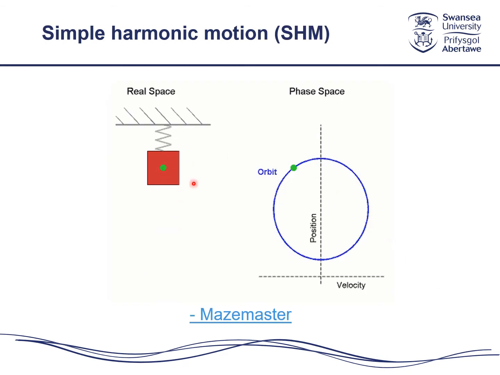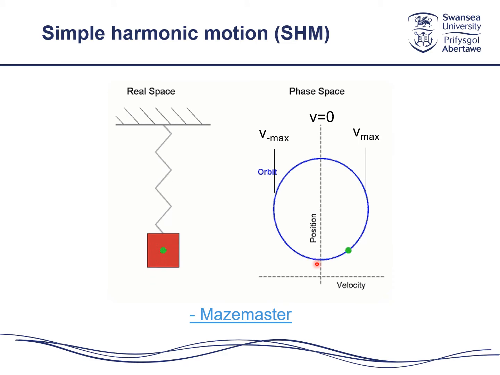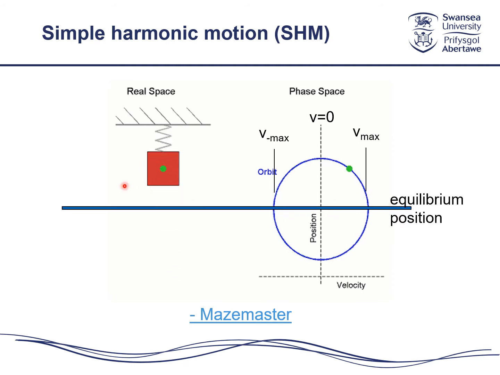Another aspect to consider of simple harmonic motion is plotting velocity on the x-axis versus phase space, i.e. position on the y-axis. When this is done, we can see there are 2 points at which velocity is 0, which correspond to the maximum and minimum displacements from the equilibrium position. And the points at which the velocity is at its maximum are either there or there, and that corresponds to when the object is moving through the equilibrium position. This will become important later as we see we can employ concepts from angular motion.